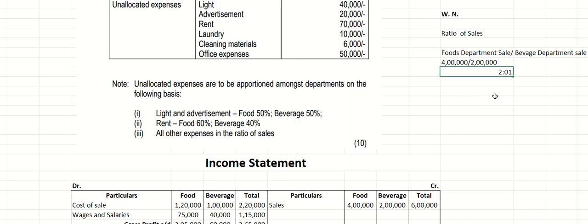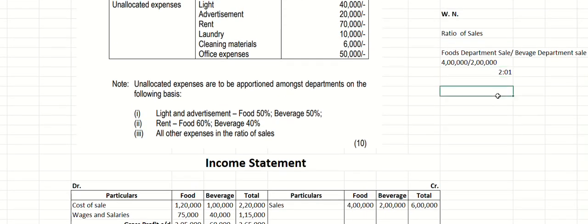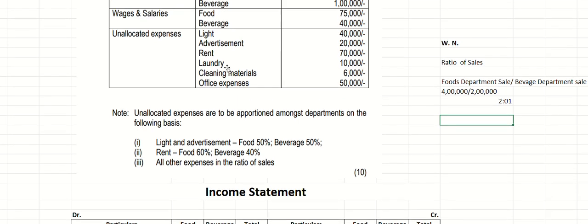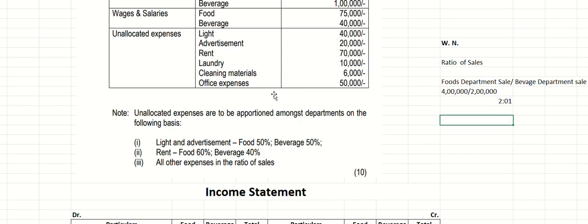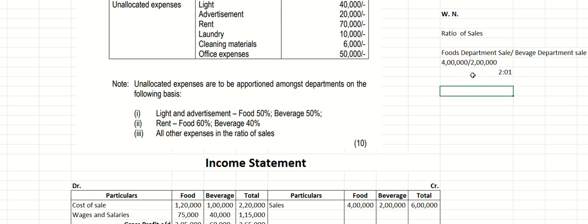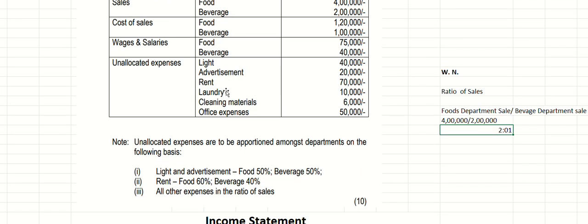Okay, forget about it. The ratio is 2 is to 1. Now, what are we going to do? We have to divide all other expenses into 3 equal parts. So understand, we have found the ratio, the relationship between foods department sale and beverage department sale, is 2 is to 1. Now we are going to divide all other expenses into 3 equal parts.